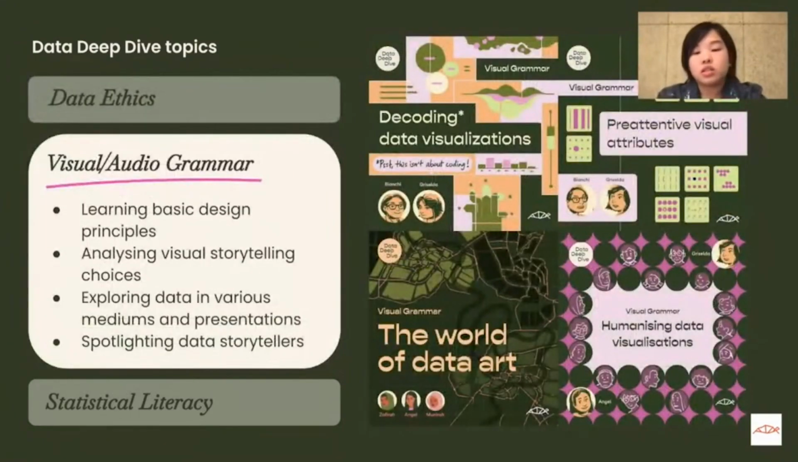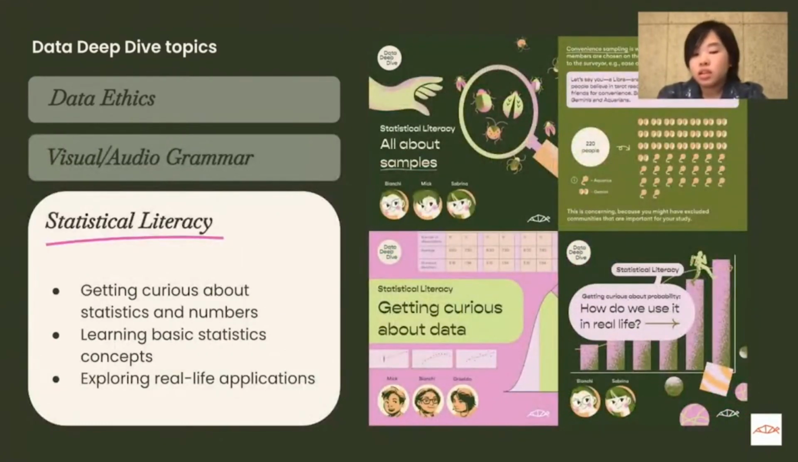The second category is visual grammar, which focuses on the design and presentation of data. This will eventually extend to other mediums like audio or other sensory experiences. These posts are great for revisiting data design principles and invite readers to think about how various mediums can be used to reach out to different audiences or evoke different emotions in them. The last category is statistical literacy, which is the most straightforward. We take statistics concepts and talk about them in a practical and hopefully fun way.